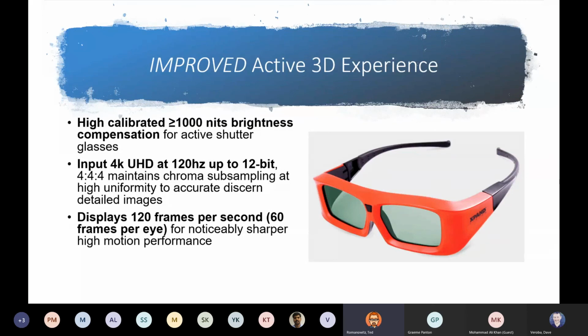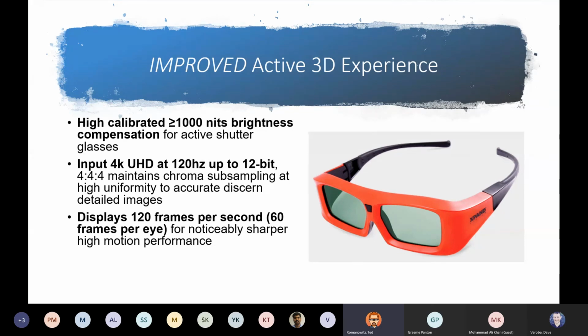So again, with our new E1000 active 3D controller, you can input 4K UHD 3D images at 120 hertz total, so 60 per eye, up to 12 bits and 444. So it maintains all of the bit depth, all of the resolution, everything. It doesn't compress and unpack the images. It has enough bandwidth throughout the whole system to deliver that from the source all the way to the pixel.